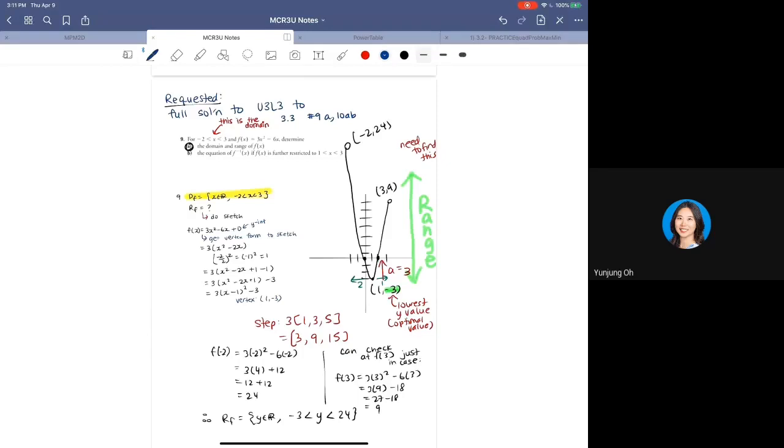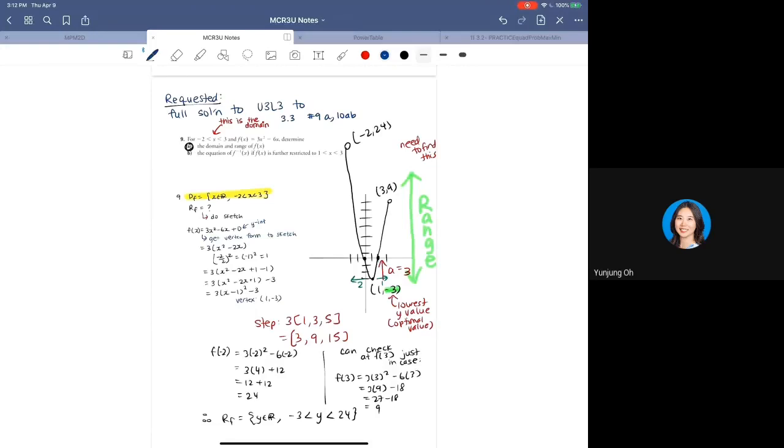Question 9, 8. So basically what I did was, for -2 ≤ x ≤ 3 and f(x) = 3x² - 6x, determine the domain and range of f. So we have our quadratic function, and they told us the domain, so I wrote the domain right away. In order for me to write the range, I had to do a sketch.